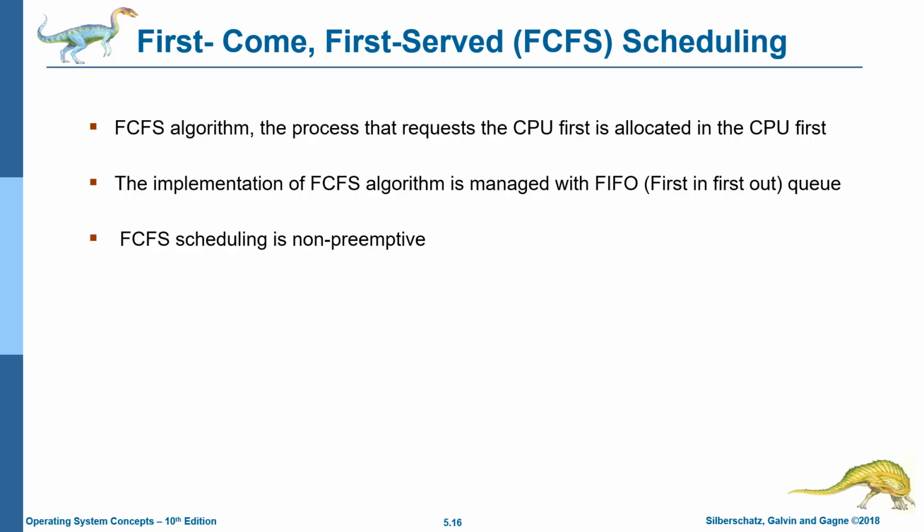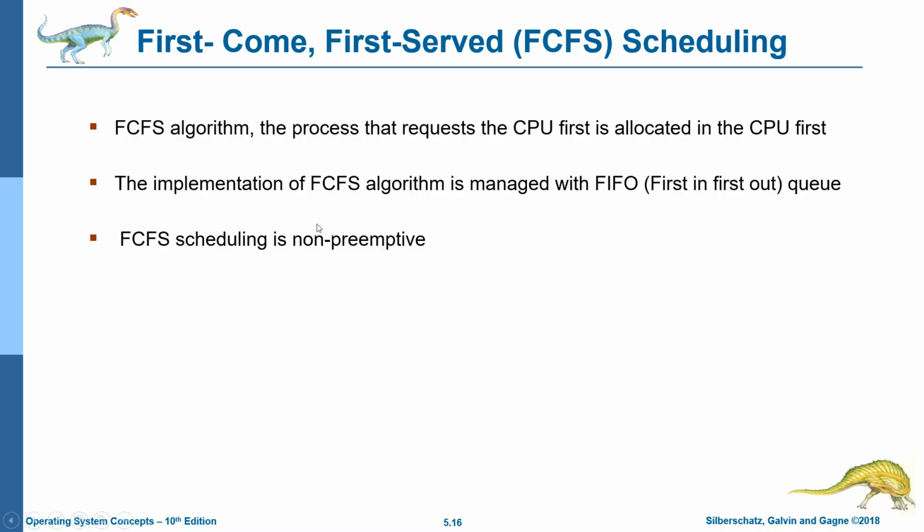Which process will arrive first? It will be executed by the CPU first. Which process will come first? It will be served first. Implementation of the FCFS algorithm is managed with a first in first out queue. For example, the process at index 0 will be executed first. Let's suppose P1 comes after P0, then P1 will be executed after P0.